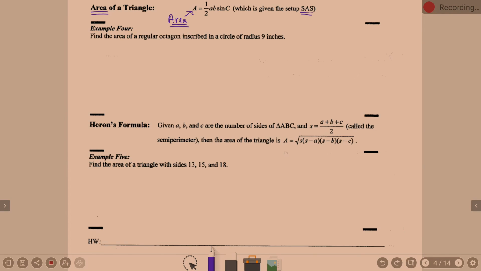This could also be written out with the other variables. Instead of using AB, we could say area is 1/2 times BC times the sine of angle A. You could also write the formula as 1/2 times AC, times the sine of angle B.